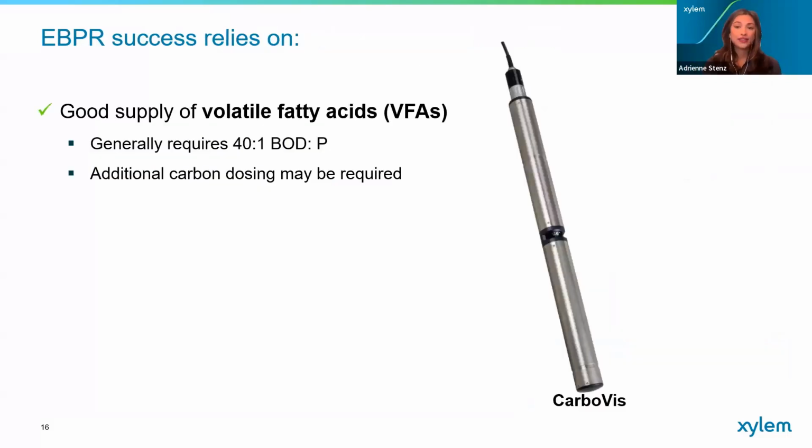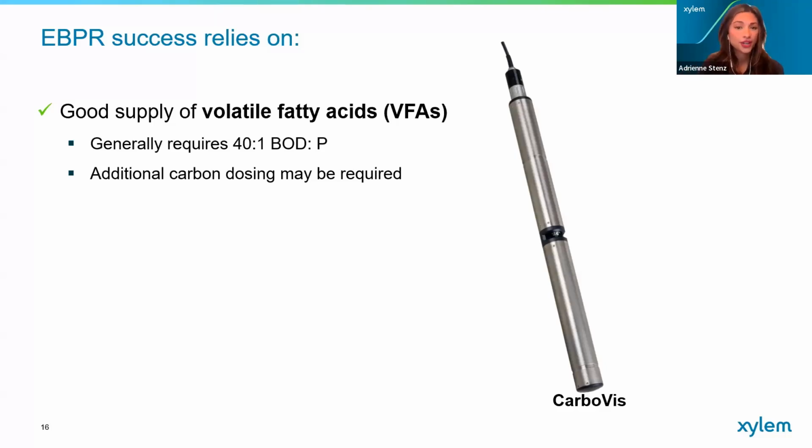Now, the success of EBPR systems relies on a few things. First, the PAOs must have enough food, which is a specific type of carbon, or BOD, called volatile fatty acids. Therefore, you have to have a sufficient supply of carbon for biological phosphorus removal. Sometimes this requires an external source of carbon, especially if you're trying to remove nitrogen from your process as well, because nitrogen removal requires a lot of carbon as well.